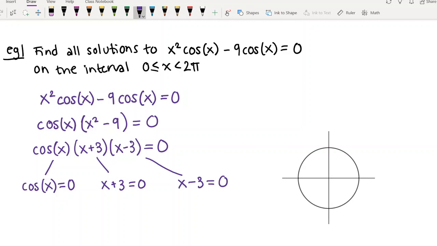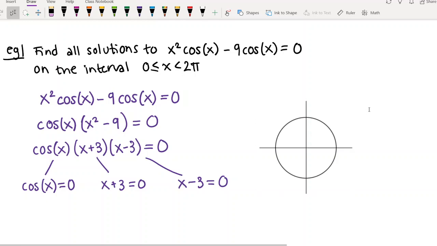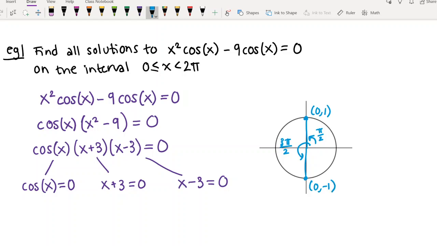Let's start with cosine of x is equal to 0. That's going to happen when we have an x coordinate of 0. We've seen that one already today. That's going to happen at an angle of pi over 2, and it's also going to happen at an angle of 3 pi over 2. So the two solutions that come from this part are x is equal to pi over 2 and x is equal to 3 pi over 2.